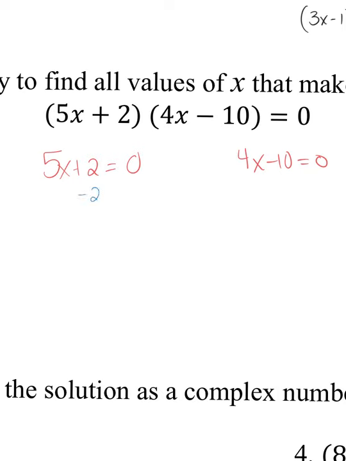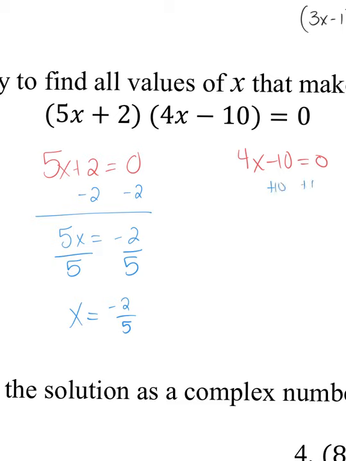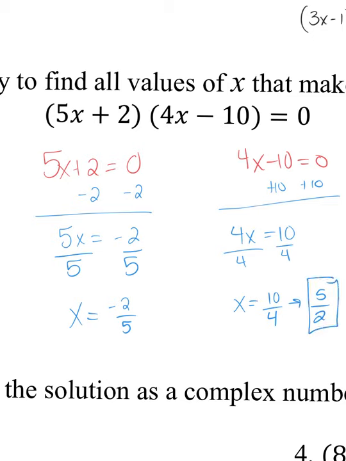Okay? So I'm going to subtract 2 from both sides. So now I have 5x equals negative 2. But x is still not by itself, so I need to go ahead and divide by 5 on each side. So my end answer for the first one is negative 2 over 5. Okay? Now for the second one, I need to add 10 to both sides. And then I'm left with 4x equals positive 10. And then lastly, just divide by 4, and x is equal to 10 over 4, which reduces to 5 over 2. Okay, so those are my two answers.